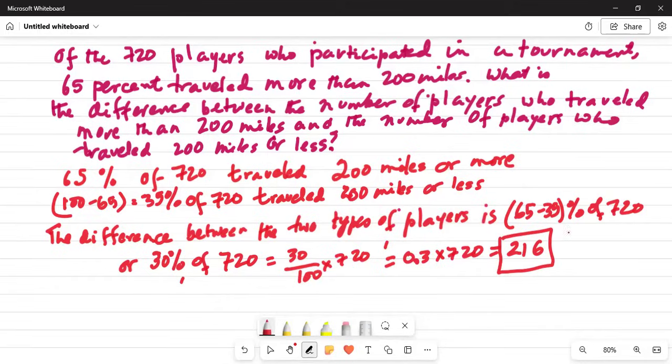Okay. So here is a quick way of doing it. I did not spend too much time on it. I took the difference of the two percentages, which is 30%, multiplied it by the total number of players, which is 720. The final answer is 216, the difference in the two categories of players in terms of the distance they traveled.